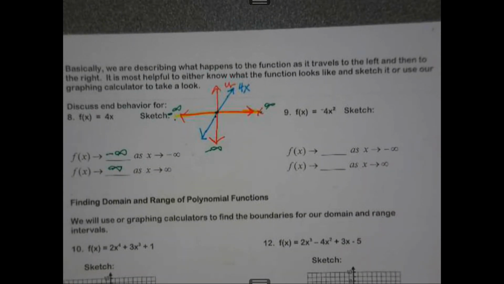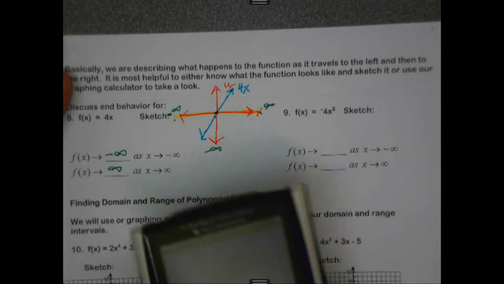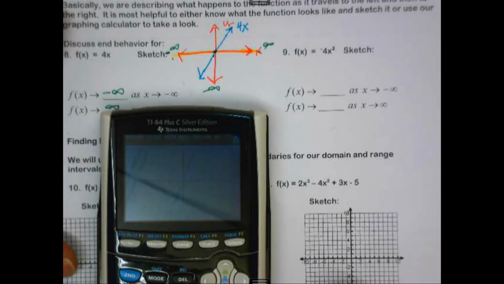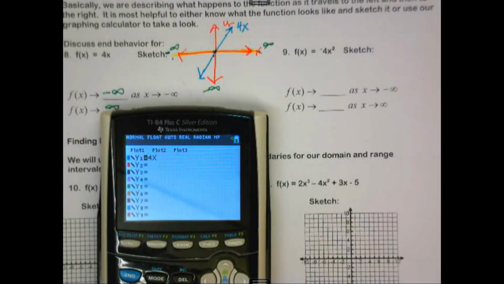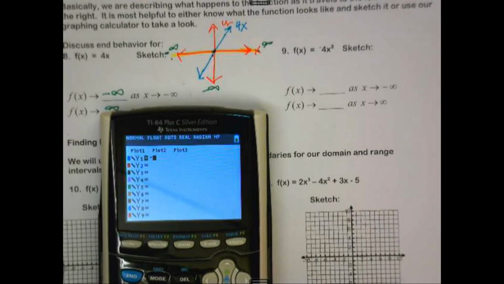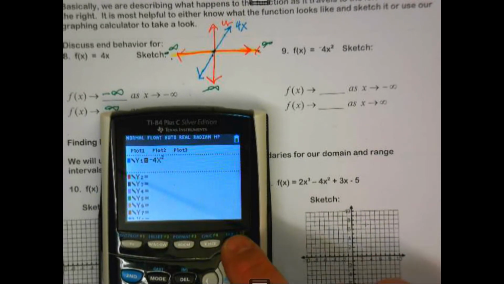That's my end behavior. Let's do another one. Number 9. Go to my y equals. I'm going to put in negative 4x squared. So negative 4x squared. I'm going to graph it.